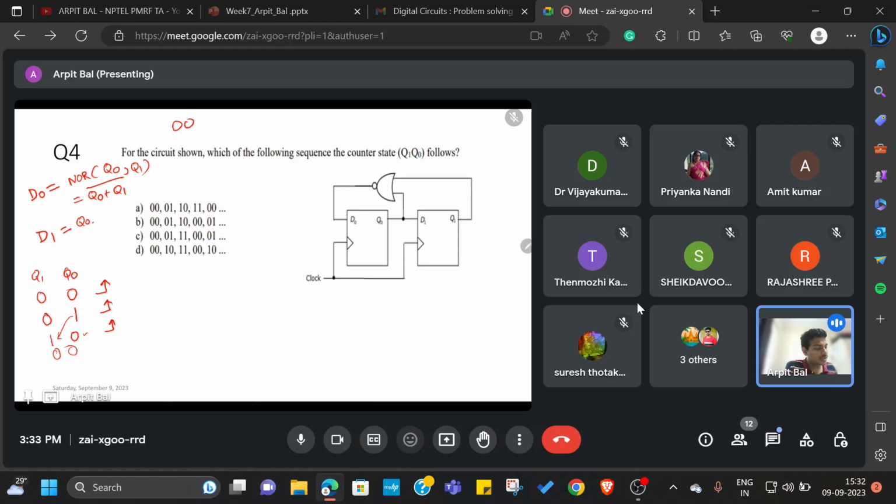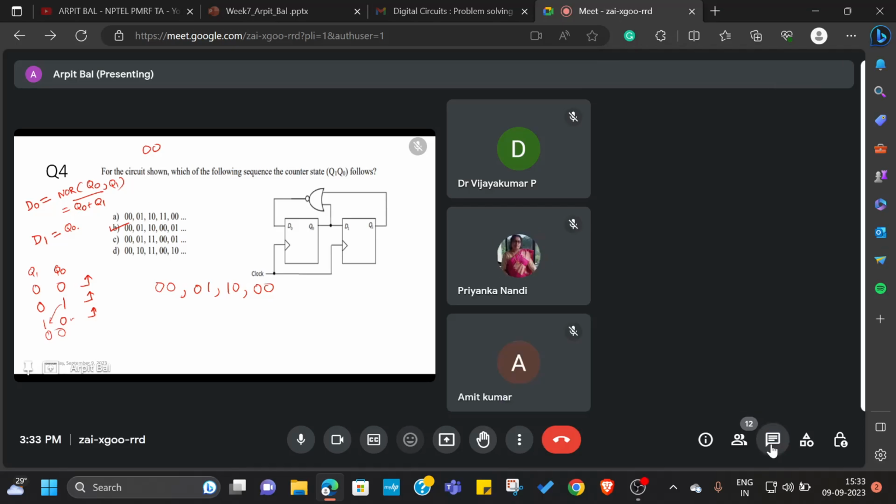So we just need to figure out what is the sequence. The sequence is 0 0, 0 1, 1 0, 0 0. So that is option B. I hope this particular question is clear. Does anyone have any doubt in this question?